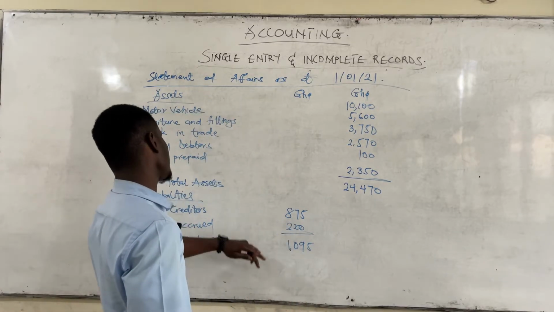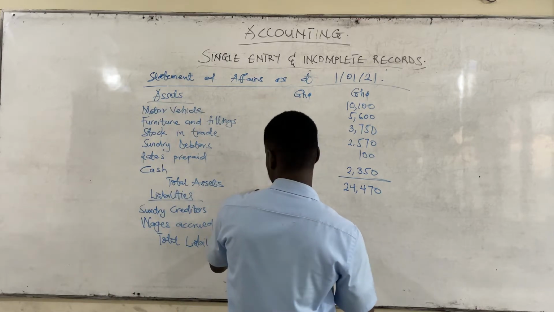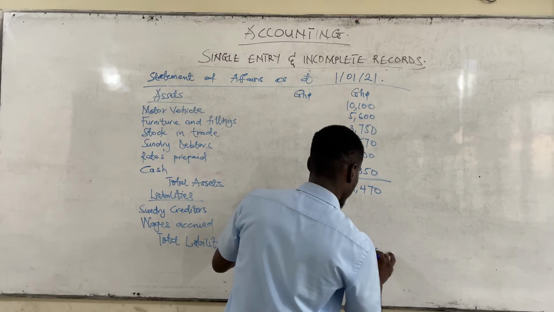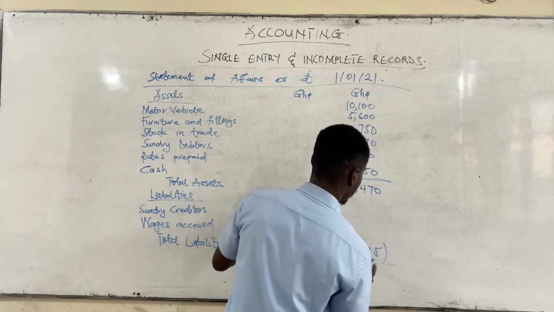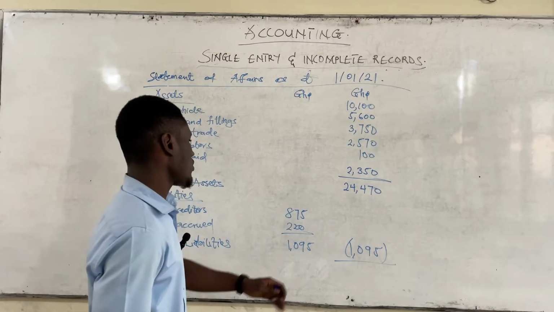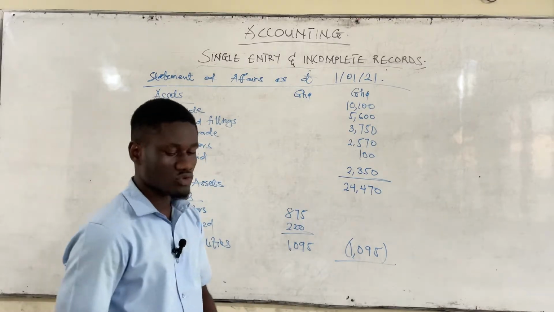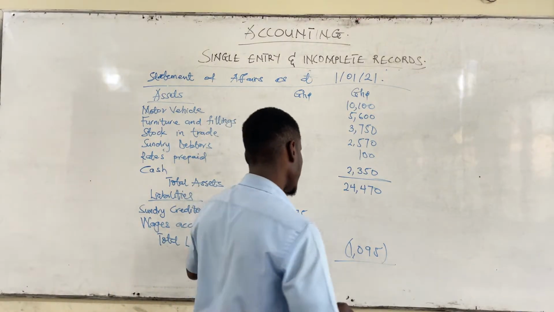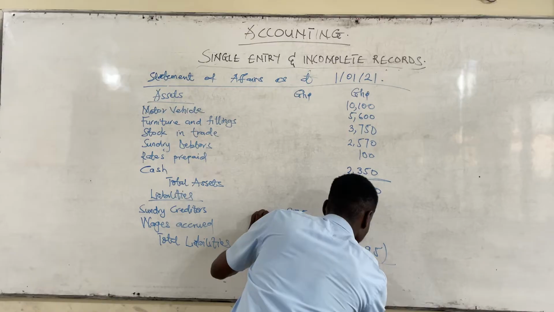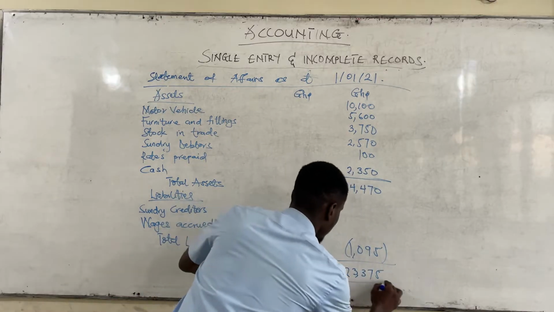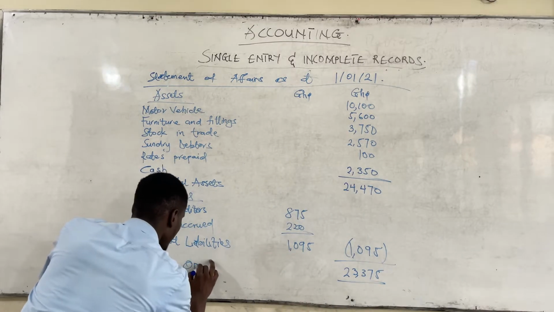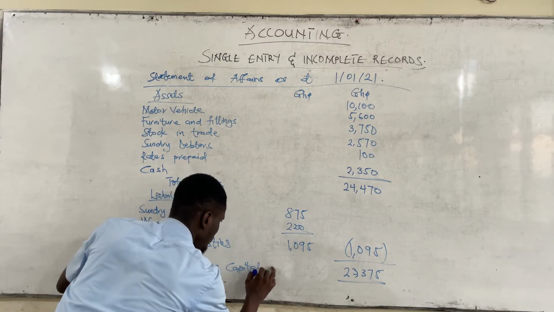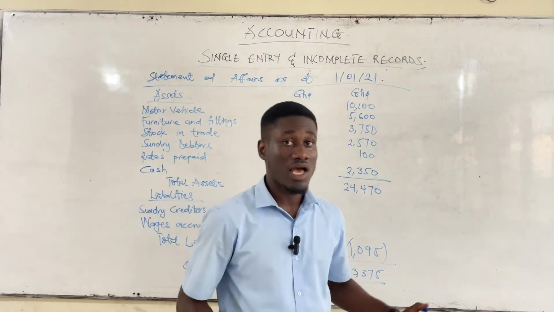So this total liabilities minus our total asset is what we'll name as our opening capital. So we less our total liabilities from our total assets, and we are getting opening capital to be 23,375. So this is our opening capital. Good. So that's our opening capital.